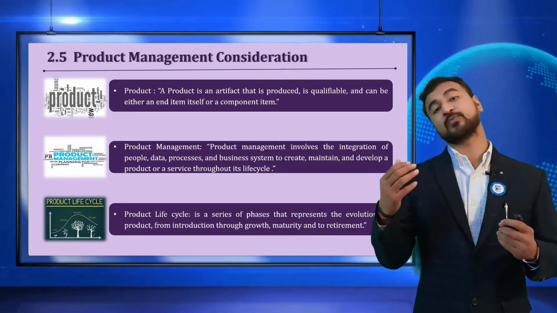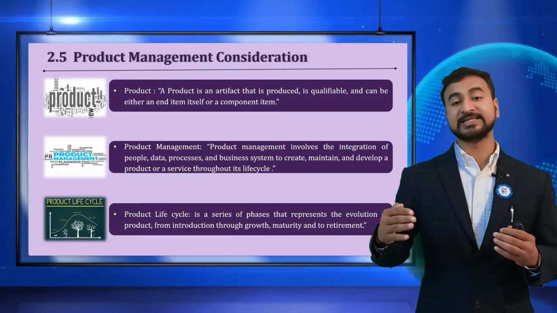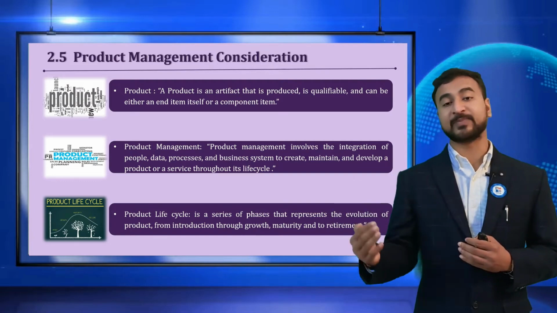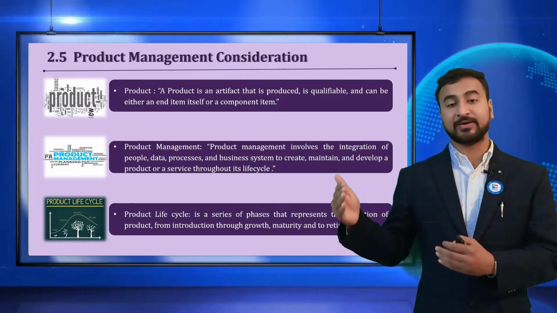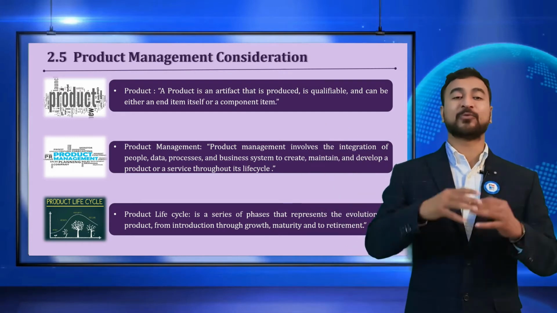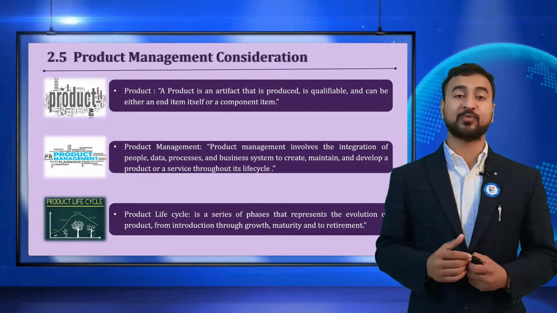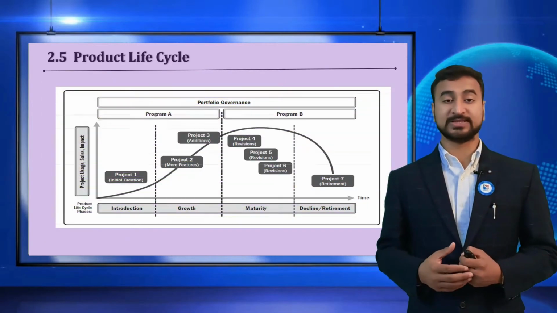And the most important, the product management life cycle, is a series of phases that represent the evolution of the product, from introduction, then growth, maturity, and retirement. So let's discuss the product life cycle. That is a very important thing from the point of view of PMBOK version 7.